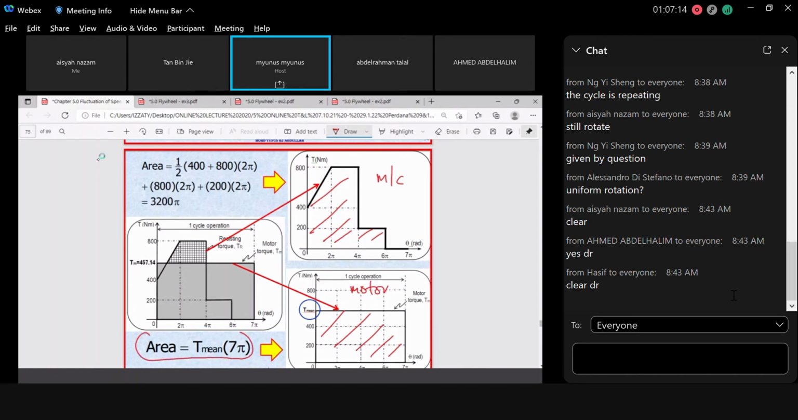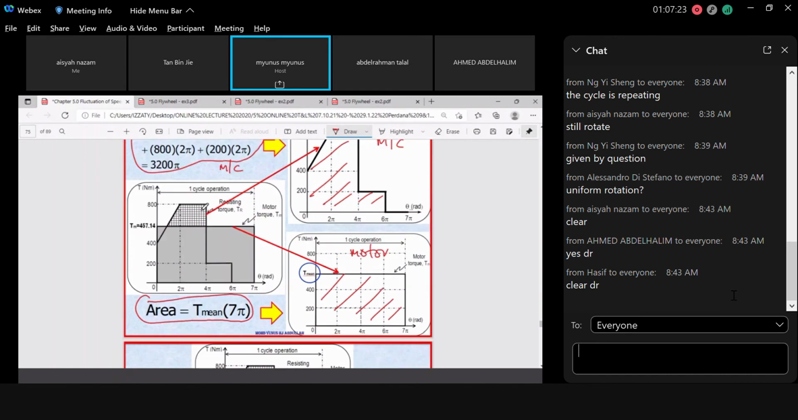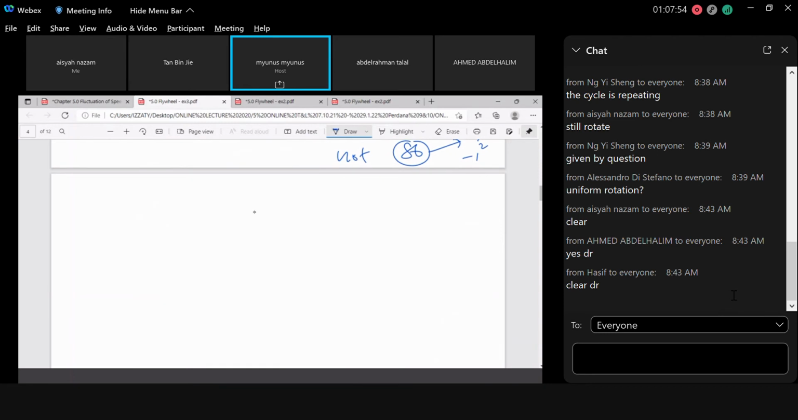This one is the area of the motor given by T mean times 7 pi. This one is calculated by the machine. If you put this one overlapping, or perhaps we call it superimposed, you get this one. As you do the calculation, you find that you will be getting 457.14 Newton meter. That is your T mean. Okay. The equation to define T mean is: T theta by motor is equal to T theta by machine. The motor always gives you a constant parameter. So that will give you T mean multiplied by 7 pi. This one is the area of the given graph.